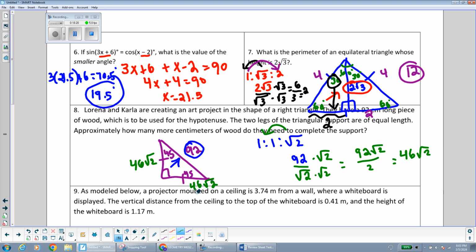So they need 2 46 radical 2s. So I'm going to type in 46 radical 2 into my calculator, and I'm going to multiply it by 2. And I'm going to write it over here too, 46 radical 2 times 2. And they need approximately 130 pieces of wood. It doesn't specify how to round, but we're going to round to whole pieces of wood.